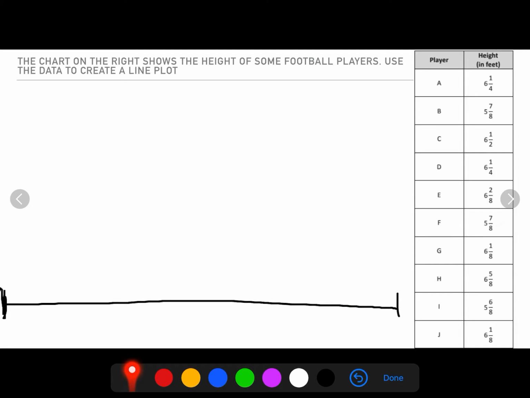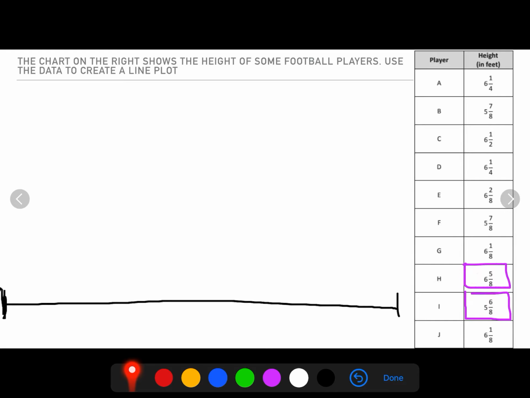So go ahead and pause the video. I want you to see if you can locate and identify the smallest mixed number and the largest mixed number from our chart. You should have gotten 5 6/8 and 6 5/8. This is the smallest and this is the largest.